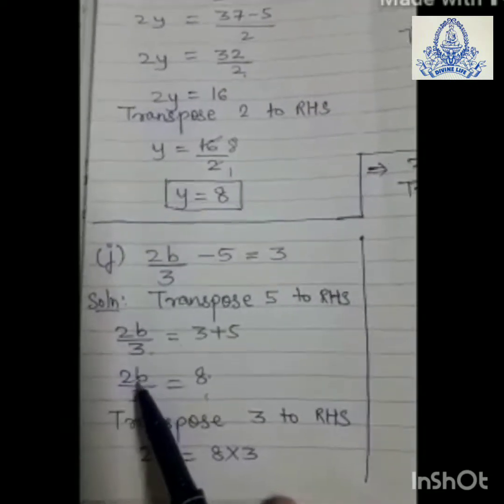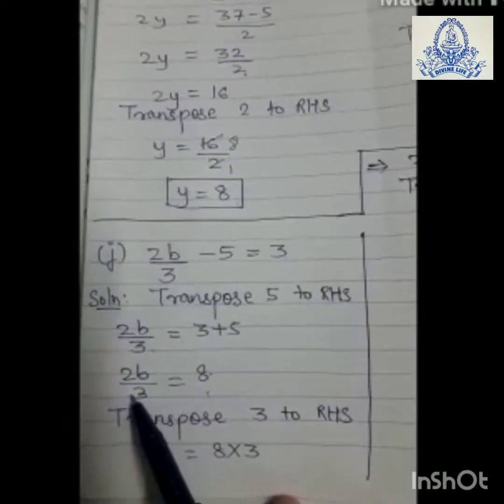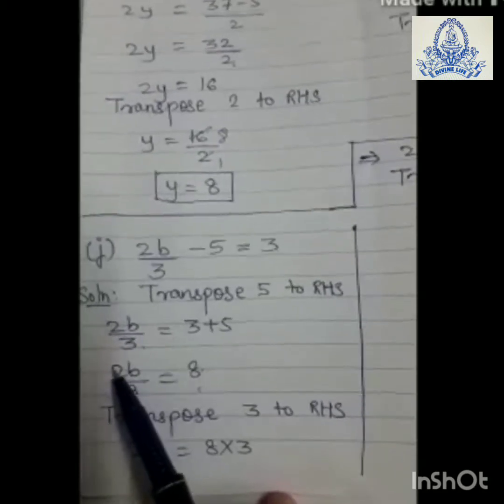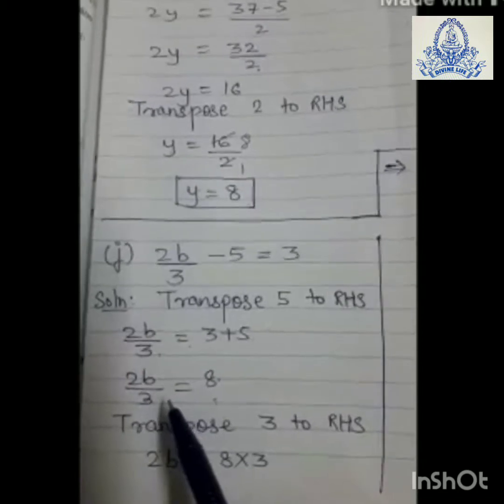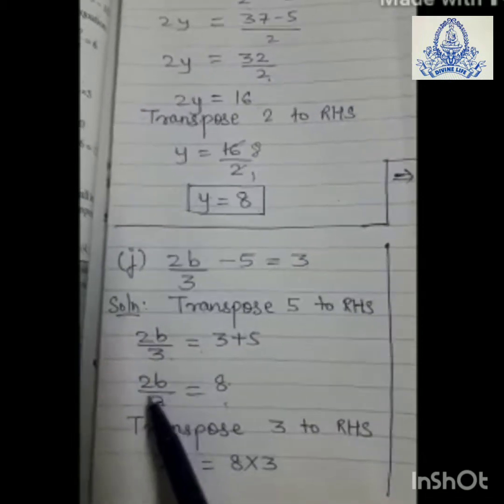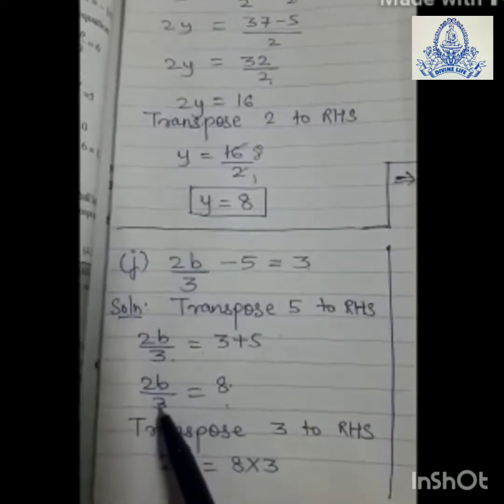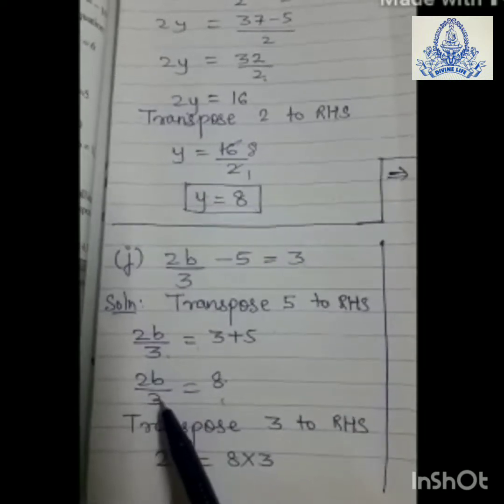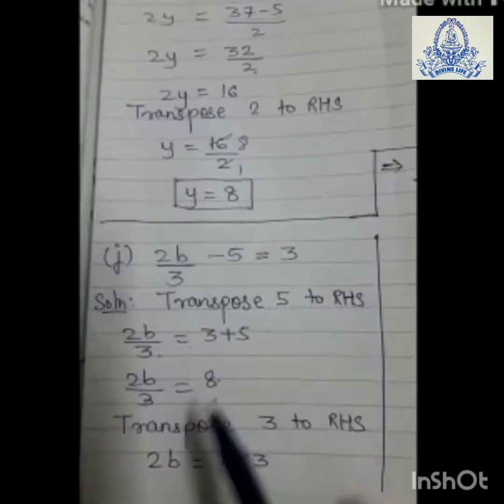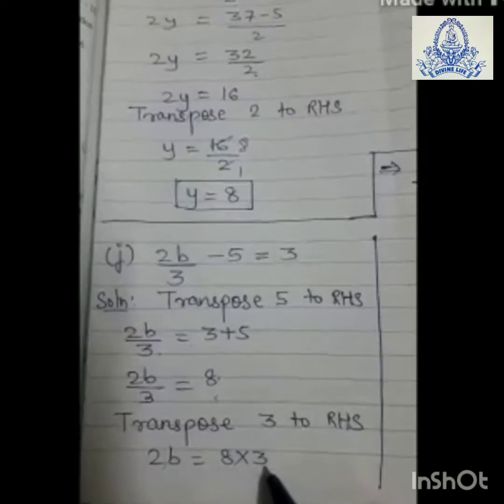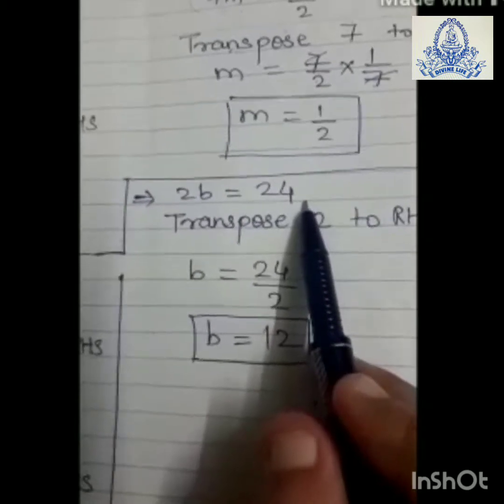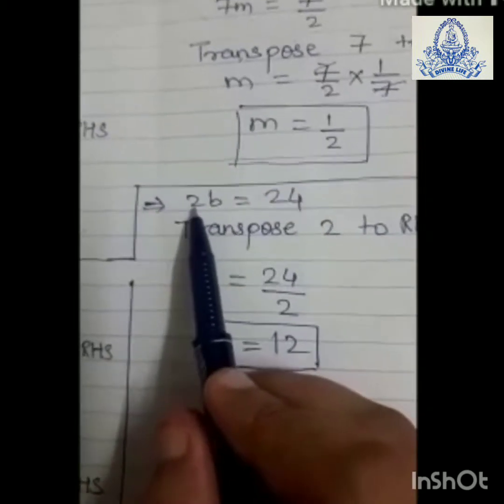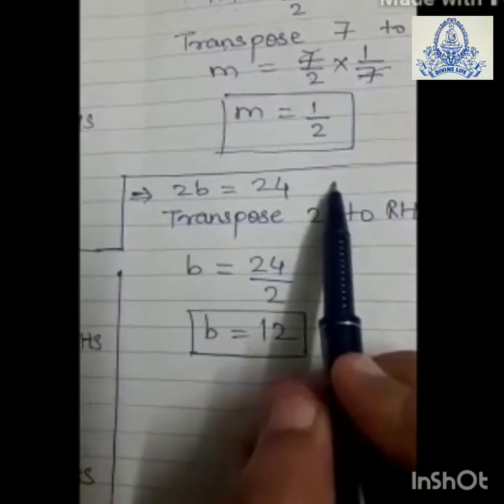Now first we will transpose this 3. Not 2. You can do it, but for easy calculation, we will first transpose this 3. So transpose this 3 to RHS. Here it is in division, so here it will be in multiplication. So 2b is equal to 8 into 3. Now see, 2b is equal to 24.